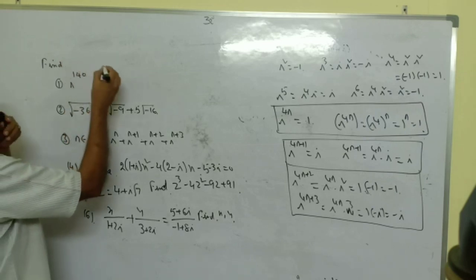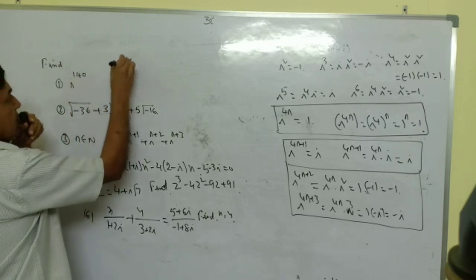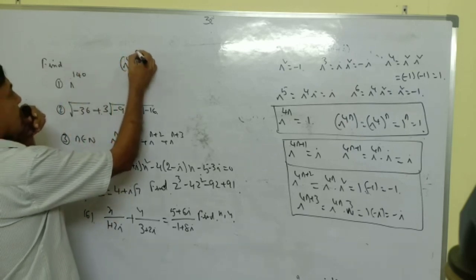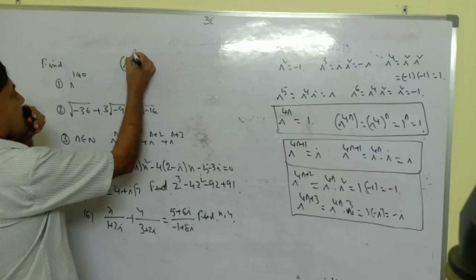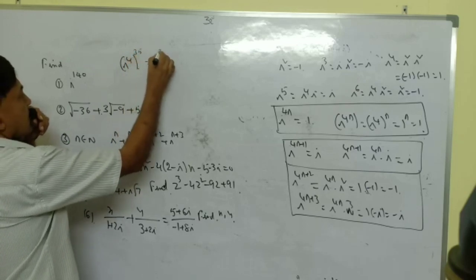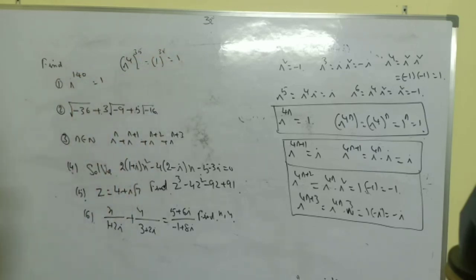Now observe the first question. You divide this power by 4. You will get i power 4 whole to the power of 35: 4 3s are 12, 4 5s are 20. So 1 power 35 is 1. So this is 1. That's it.